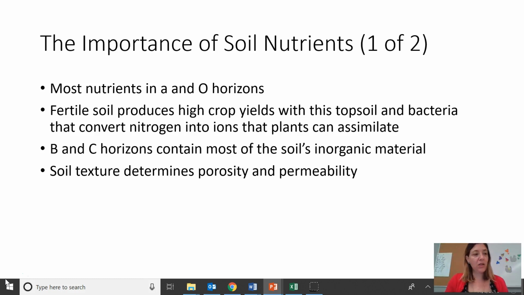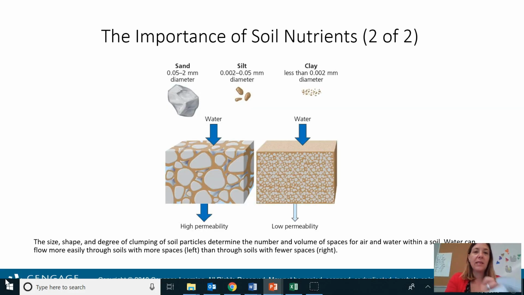So we need to also talk about porosity and permeability. And so let's look at this graphic to talk about this. So soils consist of particles of 3 different sizes. So you can see here there are these very small clay particles, silt particles, which are considered to be a medium size, and then the larger sand particles. And the relative amounts of particles and the amount of space between them determines the soil texture.